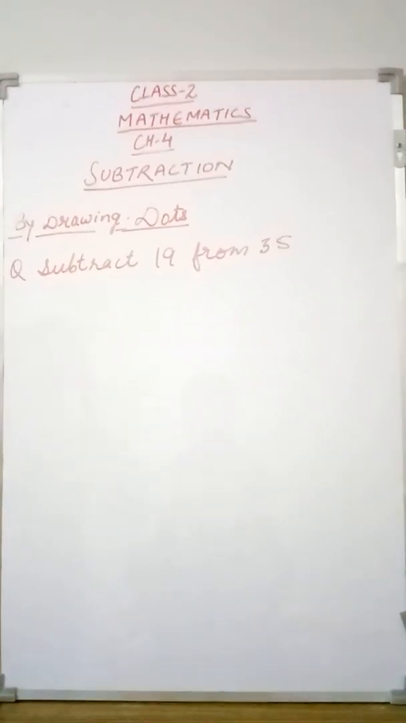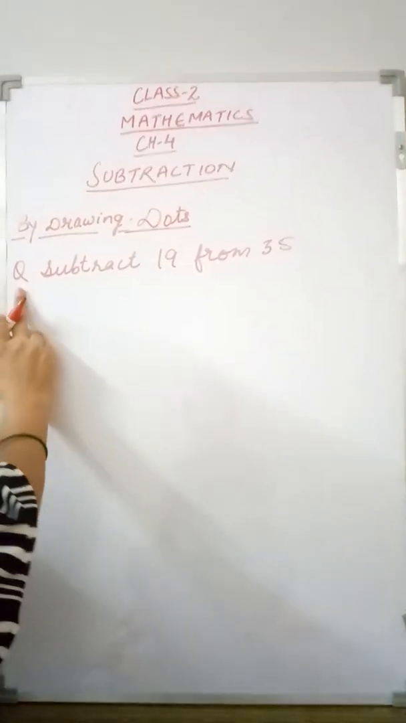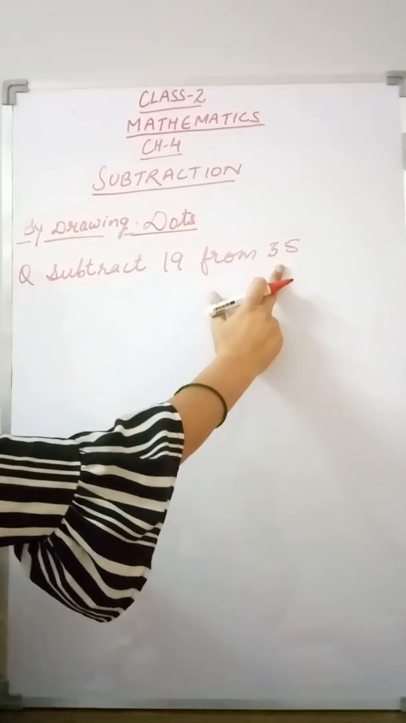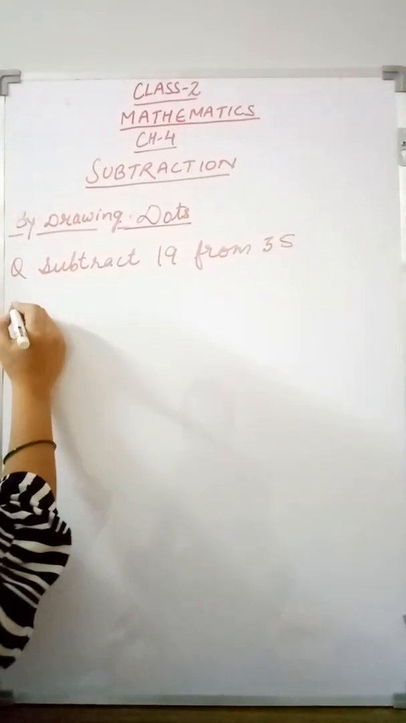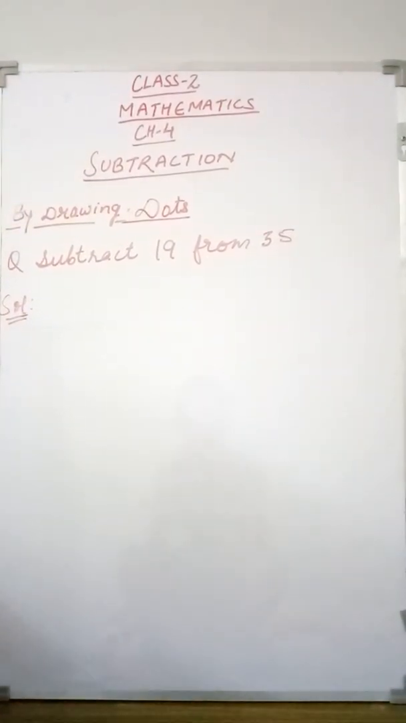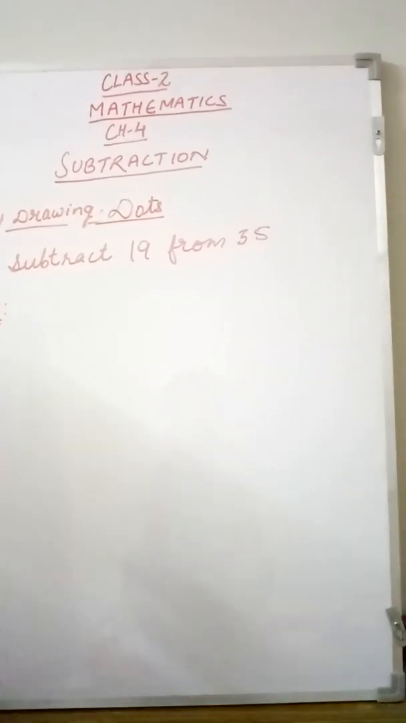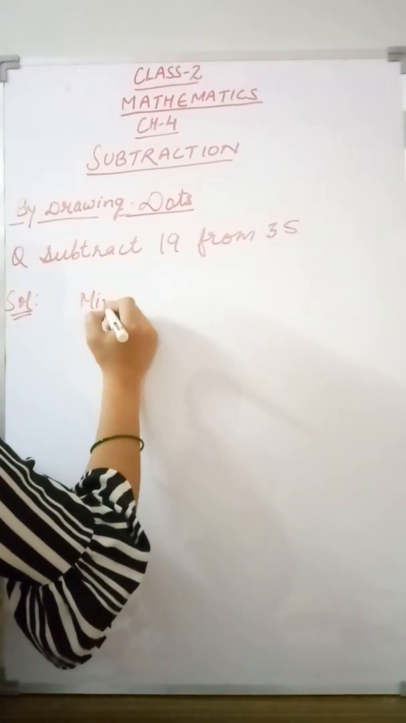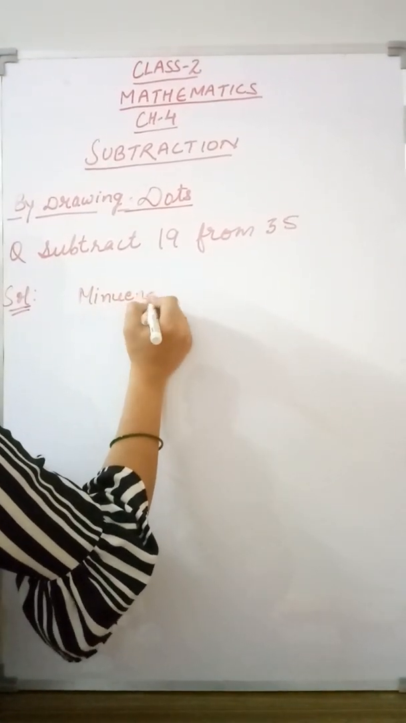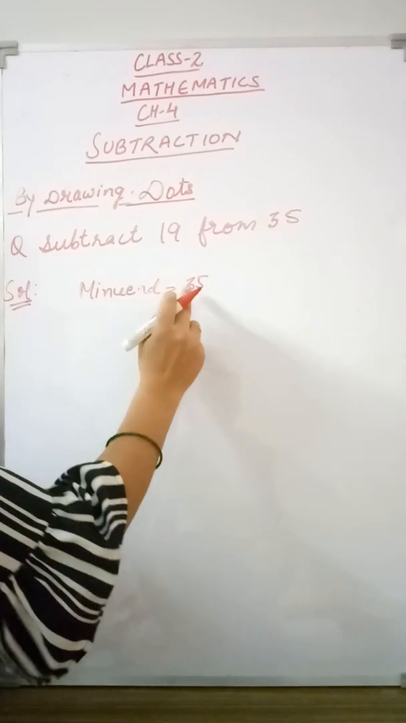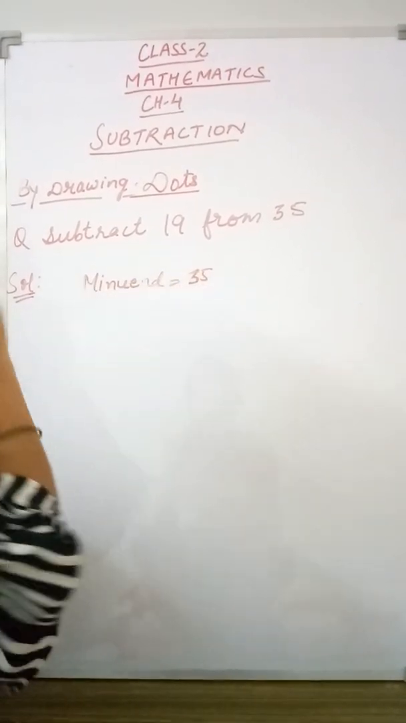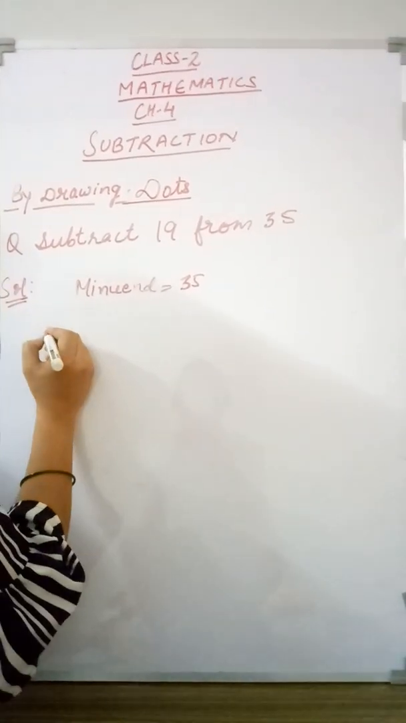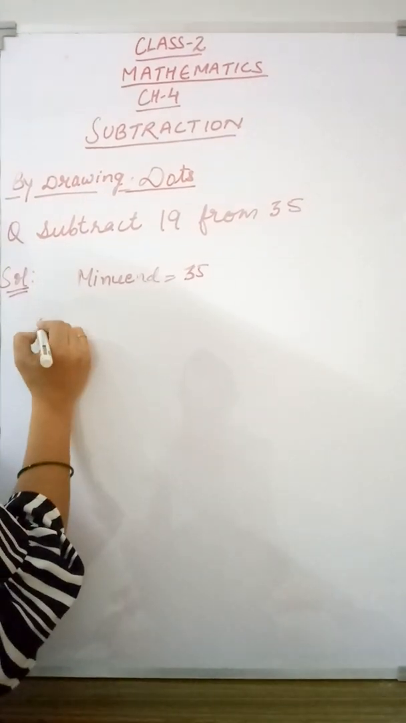Now students, the third method of subtraction is by drawing dots. The question is subtract 19 from 35. 35 is the minuend because this is a bigger number, and 19 is the subtrahend. So what is the method, students? Another method I am going to explain. You can also use this method in place of drawing the slanting lines. So write the minuend here first, 35. You have to start making the dots of the minuend in a box. First draw the dots, and dots are not like this. No, make small circles.